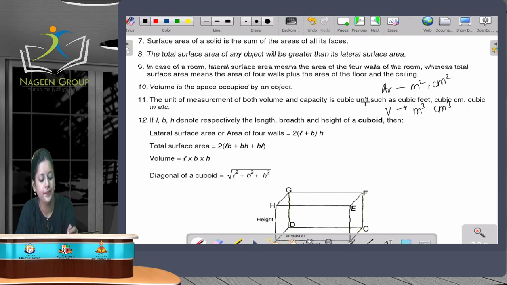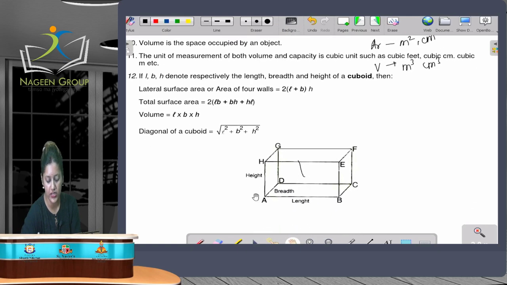Point 12: if l, b, h denote respectively the length, breadth and height of the cuboid, then the lateral surface area, or area of 4 walls, is 2(l + b) × h, and the total surface area is 2(lb + bh + hl). The volume is l × b × h, and the diagonal of the cuboid is √(l² + b² + h²). Here is the diagram, as you can see: l is length, b is breadth, and this is height.